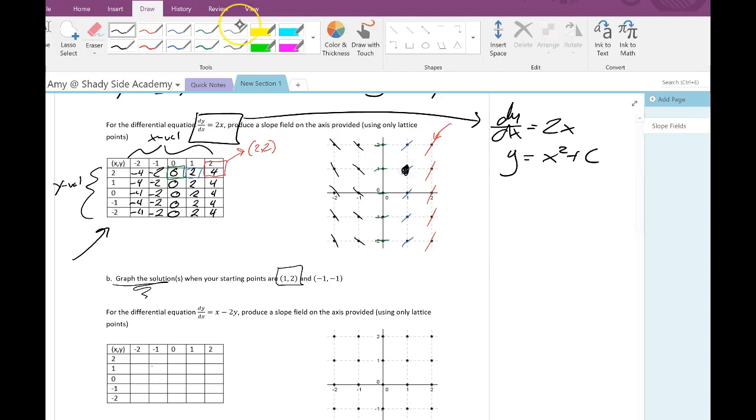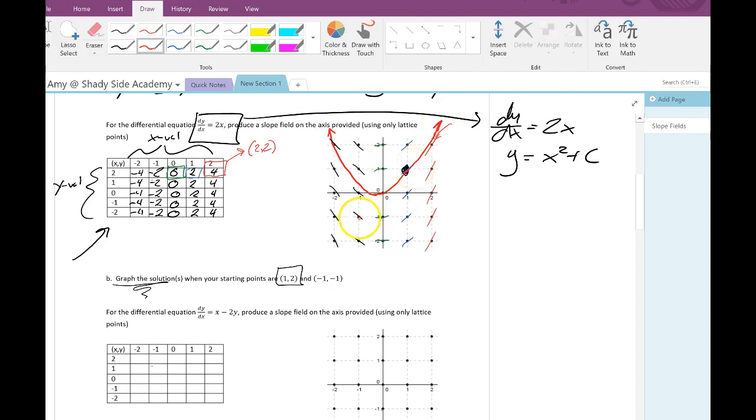Okay, and you're just going to go with the flow that's indicated by the slope field. So this is telling me to go up, so I'm going to draw up here. This is telling me to go down and then flatten out, and then go back up here. So that's going to be your parabola, approximately, when we start at (1, 2).